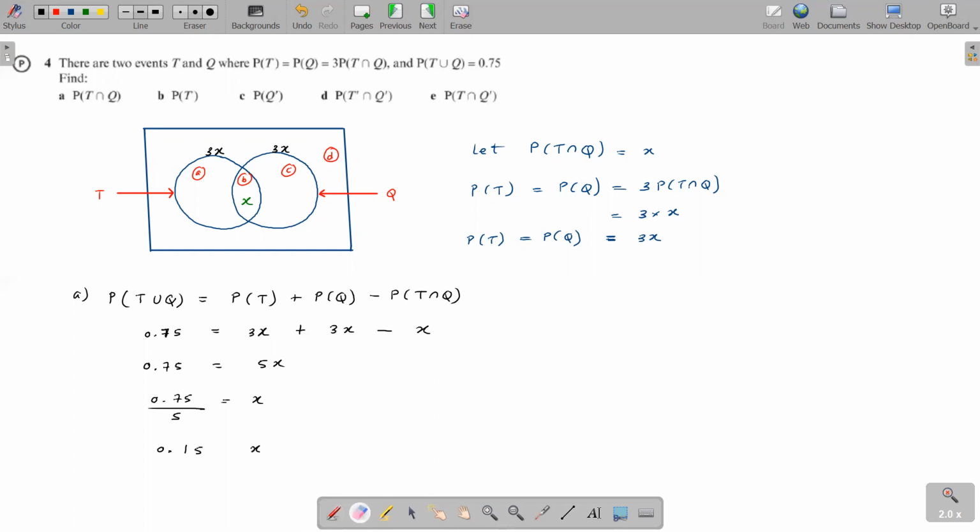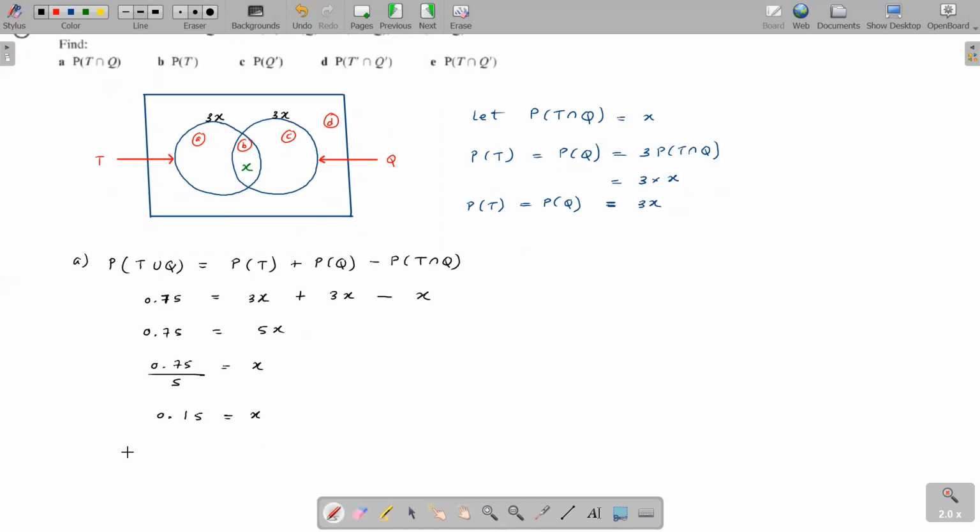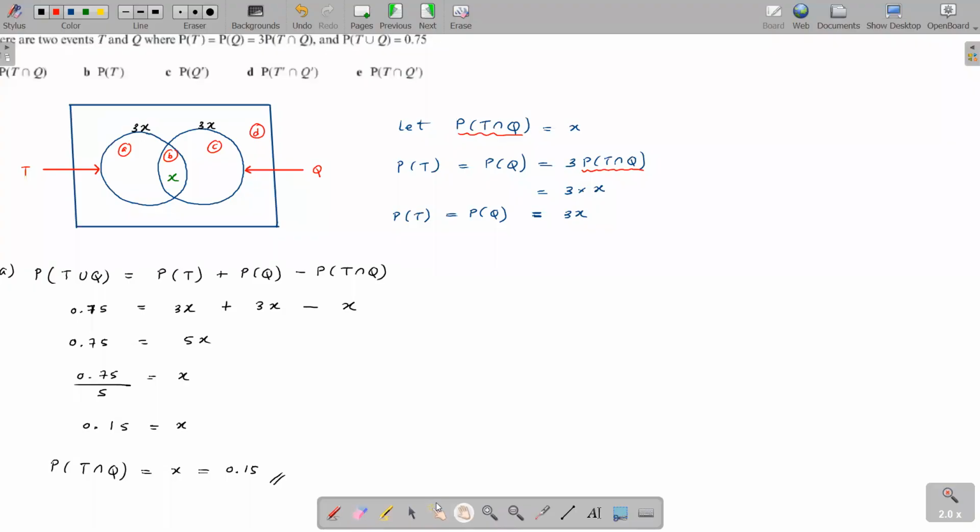Can you see, guys? So what we answer now, actually, X is something that we use for T intersection Q. The question is to find the probability of T intersection Q. So probability of T intersection Q is equal to X, which is 0.15. And this is your answer. Is this okay, guys? This is clear. I hope this is clear with everyone.